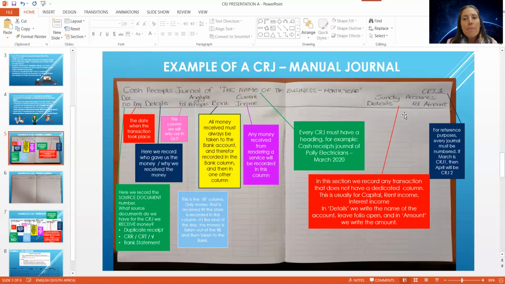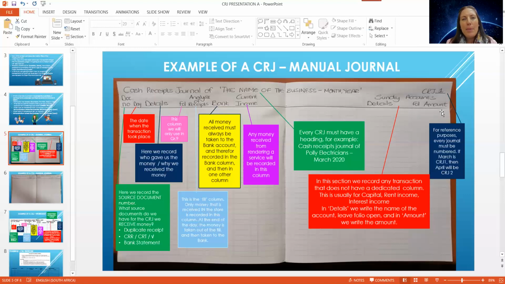So once again, in the details column, we will write the name of the account, for example, capital. This folio column for now you're going to leave open. We'll use that when we post to the general ledger a little bit later on in the year, and then the amount for that specific transaction. Right, I think that's more or less just an explanation of the different columns and the setting up and how to prepare the format of the cash receipts journal so that you can actually start with recording the transactions.